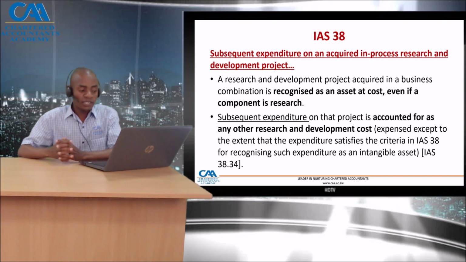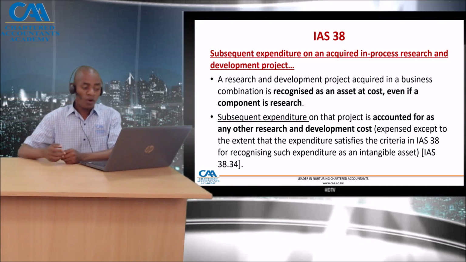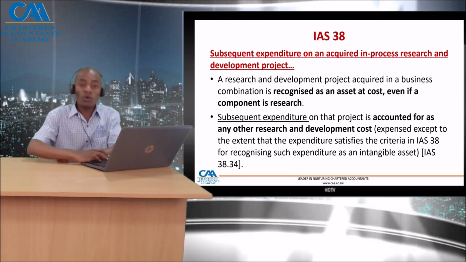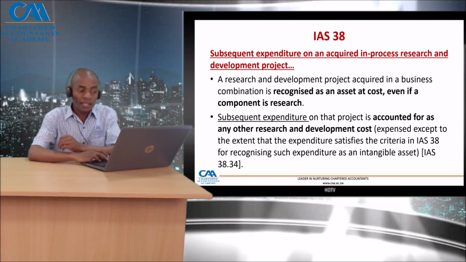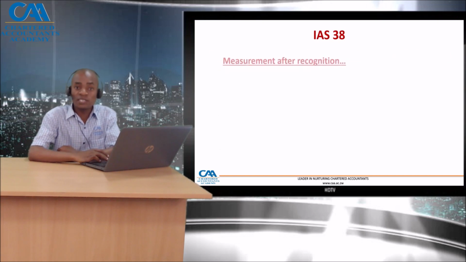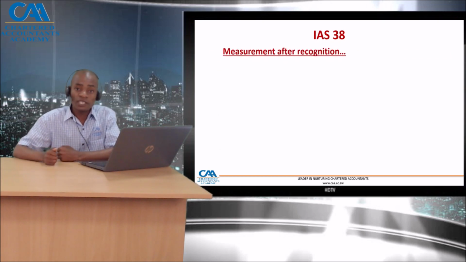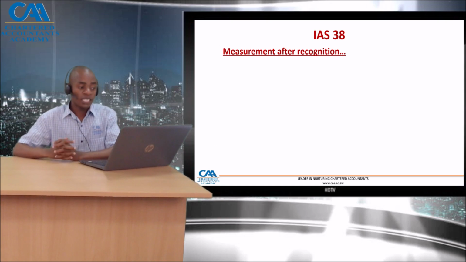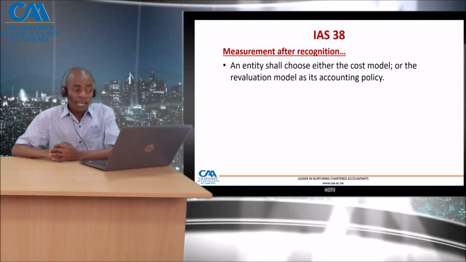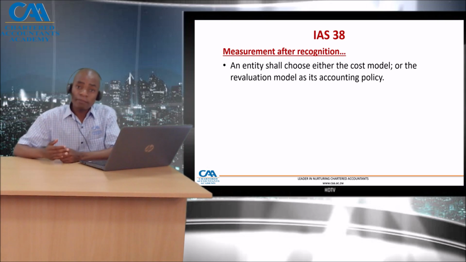Then subsequent expenditure on that project is accounted for as an expense or as other research and development costs as per the requirements of this standard. So basically, that's one of the exceptions. And in tests and exams, please pay specific attention to detail to make sure that you are in a position to pick up all those issues. Then, after recognition, we are now moving on to measurement.